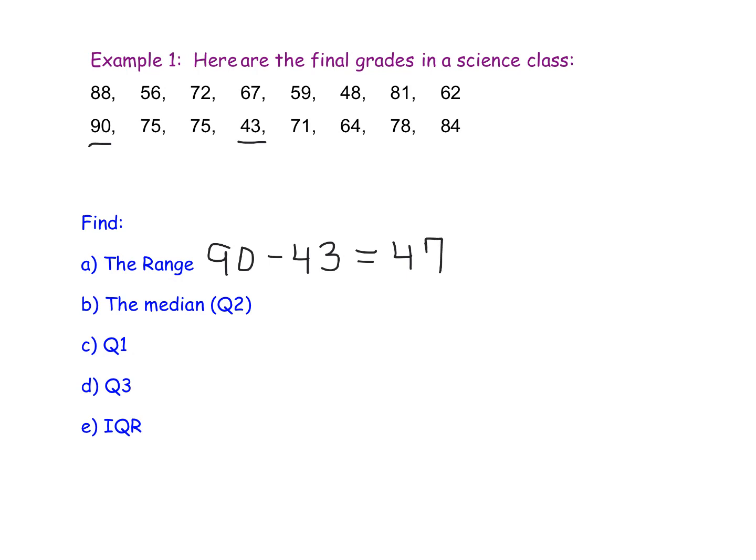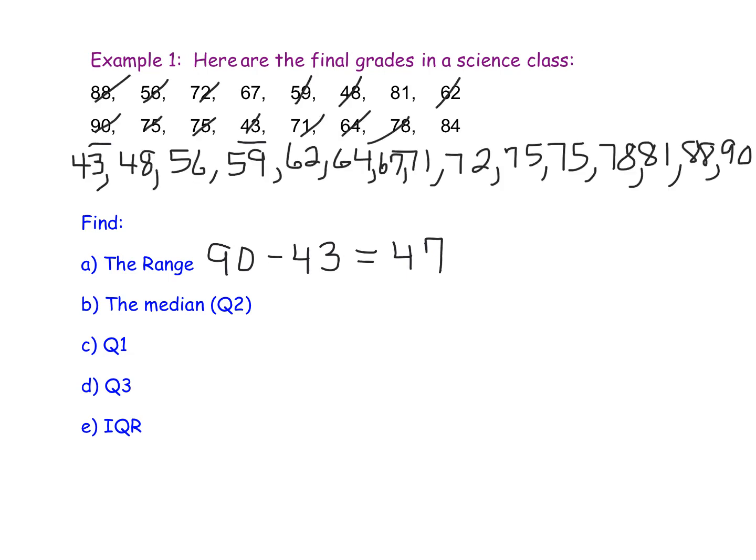Now, for the rest of the measures of spread, the Q2 median, the Q1, the Q3, and the interquartile range, we're first going to need to have our numbers written in order from lowest to highest. So let's do that. I've gone ahead and done that while the video was on pause to save time. And don't forget to cross out your numbers as you're using them.